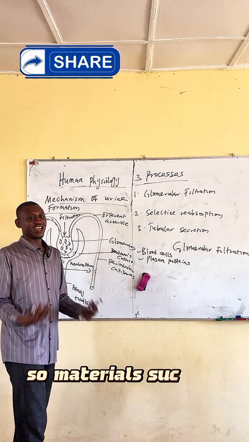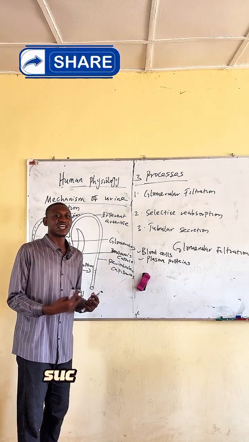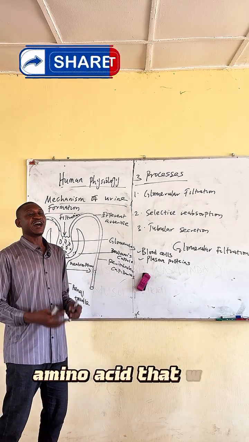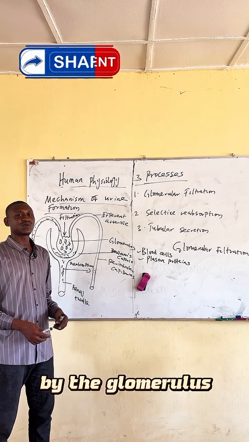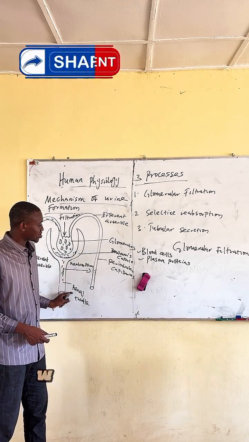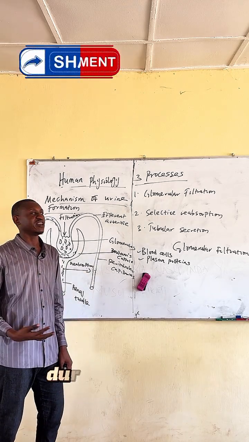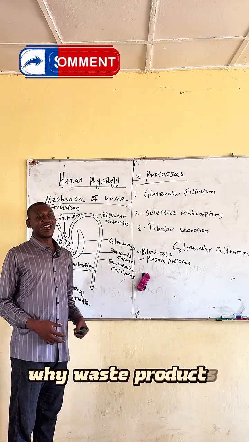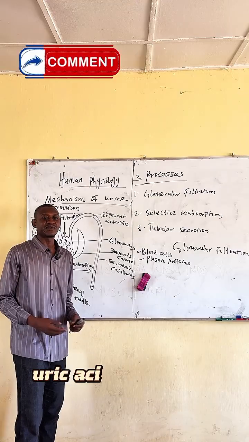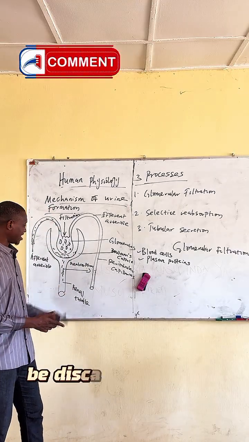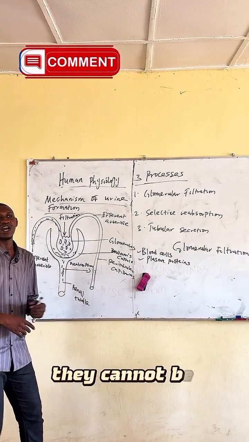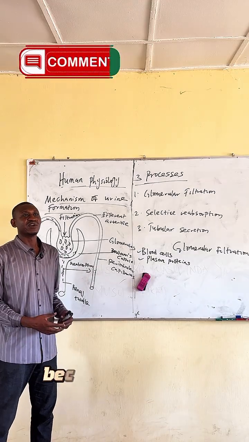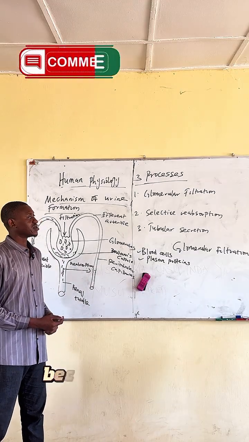So materials such as glucose, vitamins, and amino acids that were accidentally filtered by the glomerulus will now be returned from the renal tubule into the bloodstream during selective reabsorption. While waste products like urea, uric acid, and creatinine will all be discarded through the urine. They are not usually reabsorbed into the bloodstream because they are waste products.